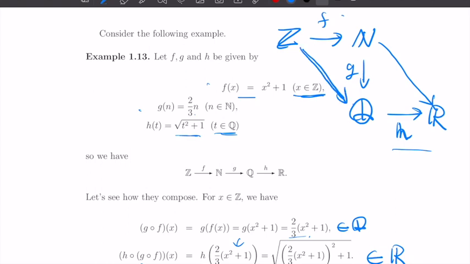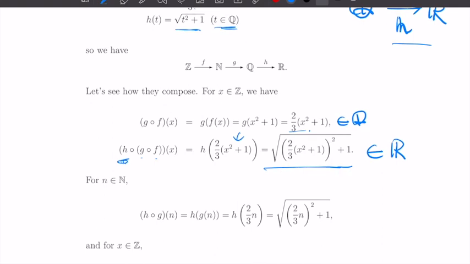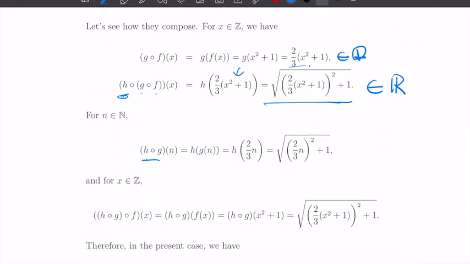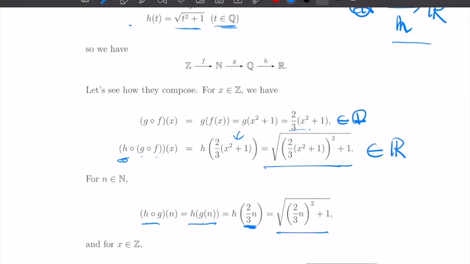Now try this one, this one after f. So h after g of n is this by definition, and g of n is this, and h of this is this. Oh, sorry, this x should be n.